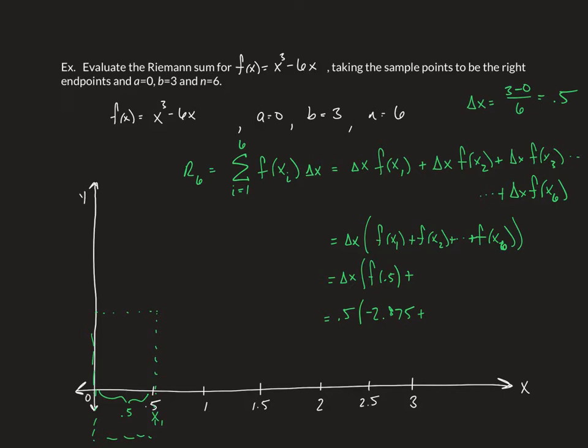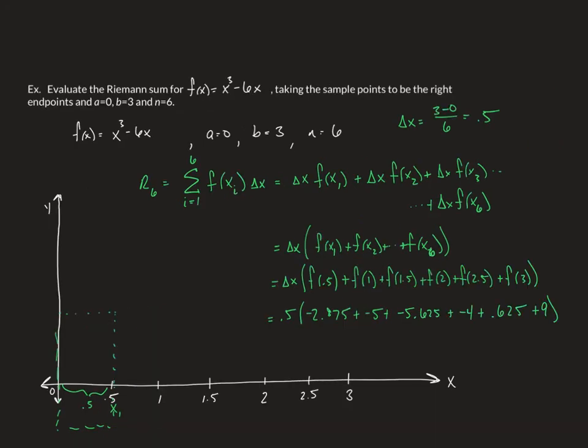All right, now I need f of x2. And x2 is 1. So I just need f of 1. In this case, that's negative 5. So I've got another negative number. Looks like our function is still negative there. I'm just going to plug the rest of these values in, continuing on along the same pattern. So I've got all my values calculated here. Notice again I did replace delta x with 0.5 because we know that the width of each of these rectangles is 0.5.